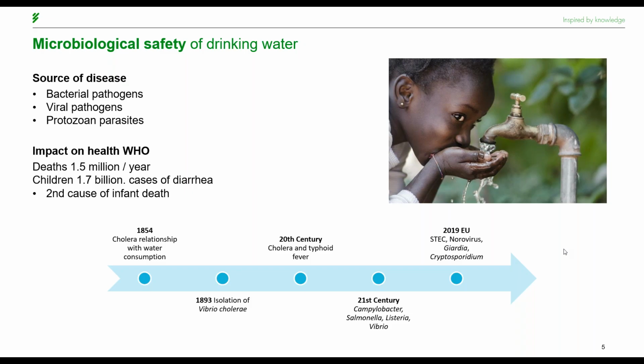Then, in the 20th century, cholera and typhoid were the main diseases transmitted by drinking water. And since then, others have followed, such, of course, as Campylobacter, Salmonella, Listeria, Vibrio. Specifically, in the European Union in 2019, there were waterborne outbreaks related to STEC, Campylobacter, Giardia, and some other viruses, such as norovirus. The contaminated source was tap and well water.